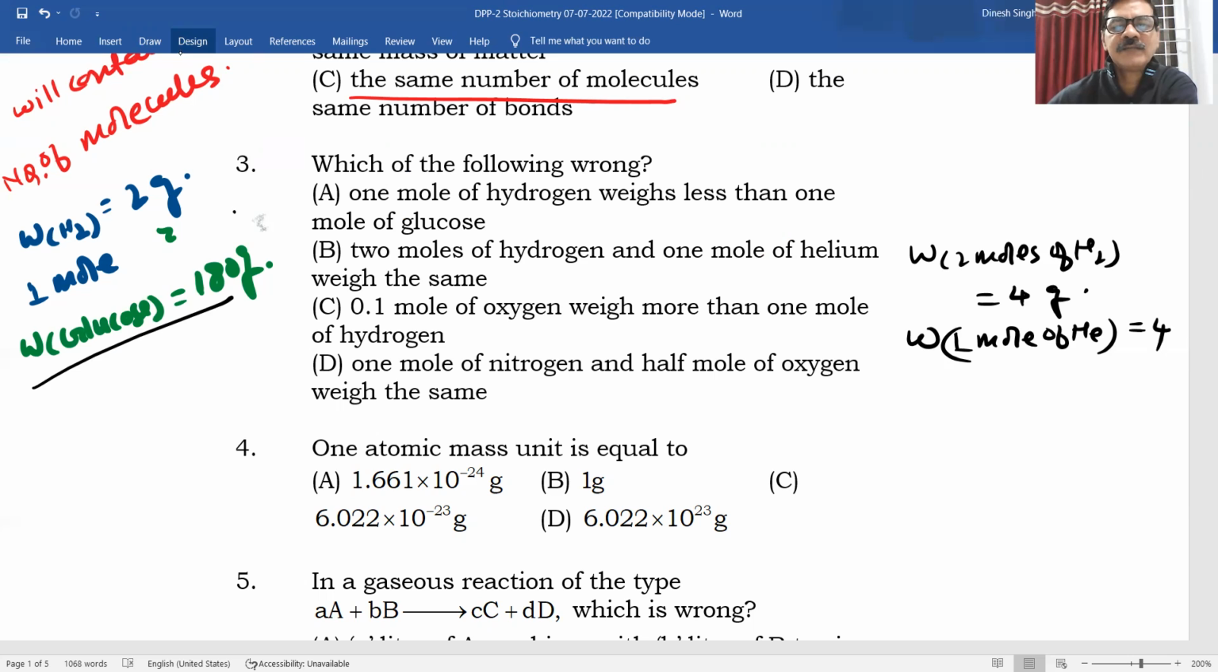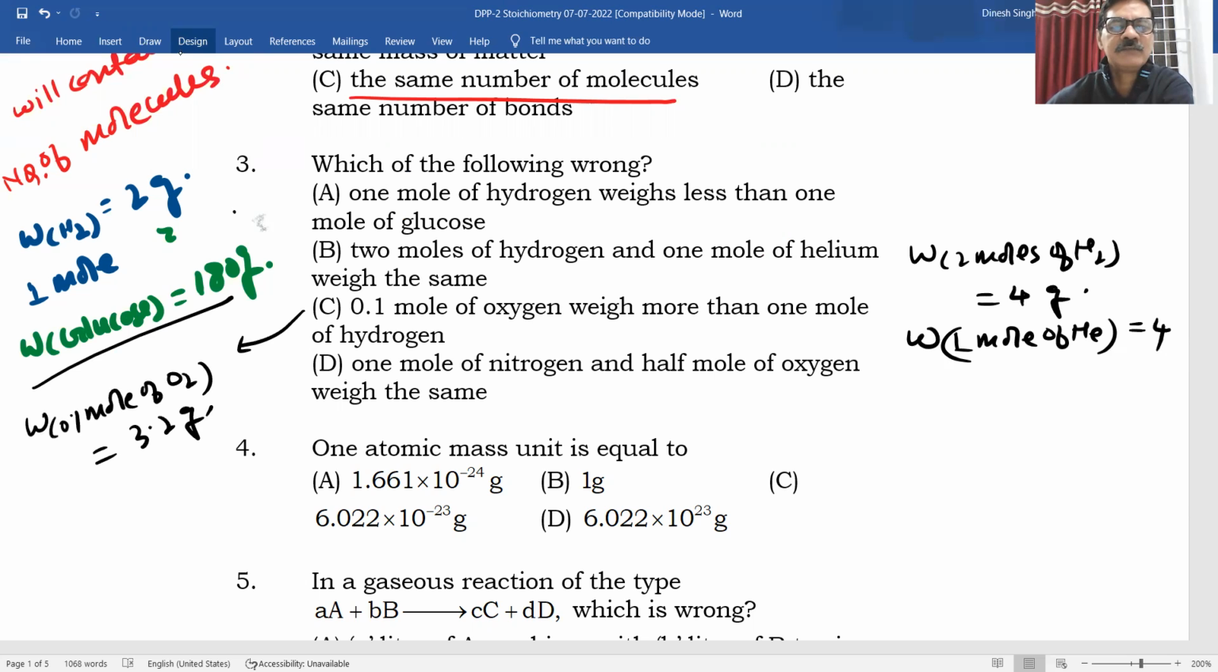0.1 mole of oxygen weighs more than 1 mole of hydrogen. This is also correct because the weight of 0.1 mole of oxygen will be 3.2 gram, and 1 mole of hydrogen will have 2 gram. So this is also a correct statement.